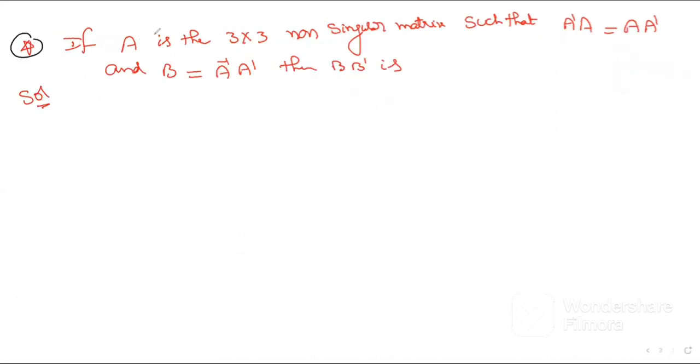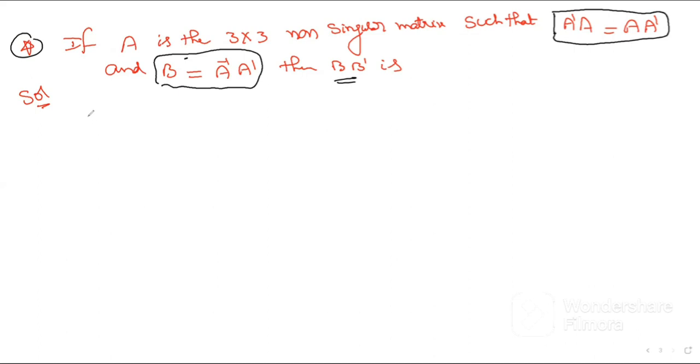Okay, now I am going to explain the next question. Here, A is a 3 by 3 non-singular matrix, and one condition is given: A dash into A is equal to A into A dash, where A dash indicates the transpose of A. As well, a matrix B is given: B is equal to A inverse into A dash. Then find out B dash.